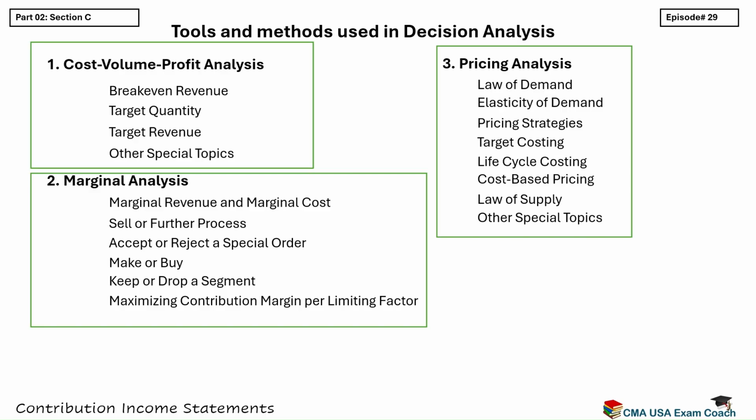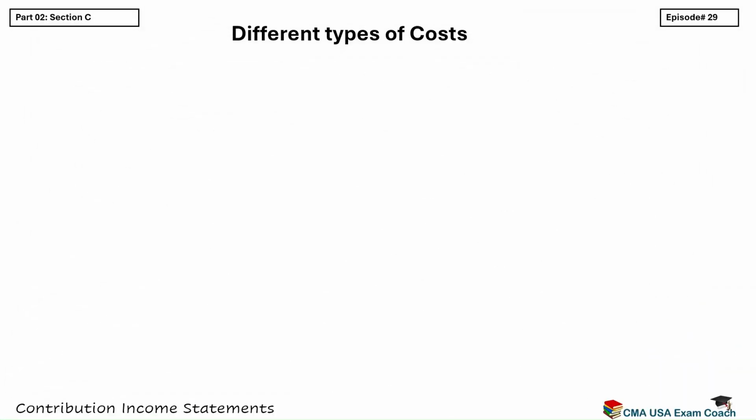Now, before we move deeper into decision-making tools, it's important to understand the concept of costs, because most managerial decisions revolve around controlling and analyzing costs effectively. Costs are generally classified into variable costs, fixed costs, and semi-variable costs. Let's understand each one in detail with simple examples.